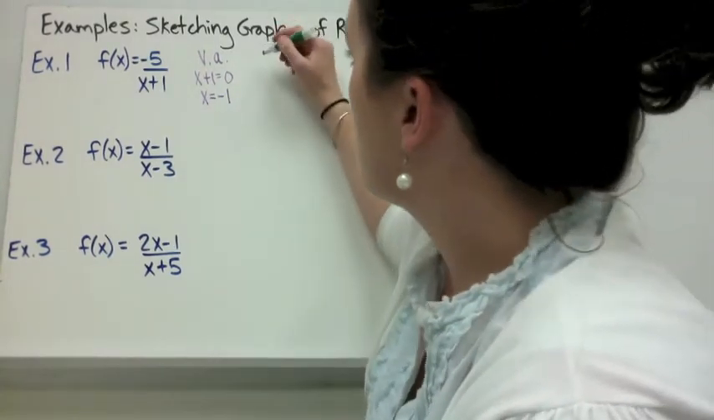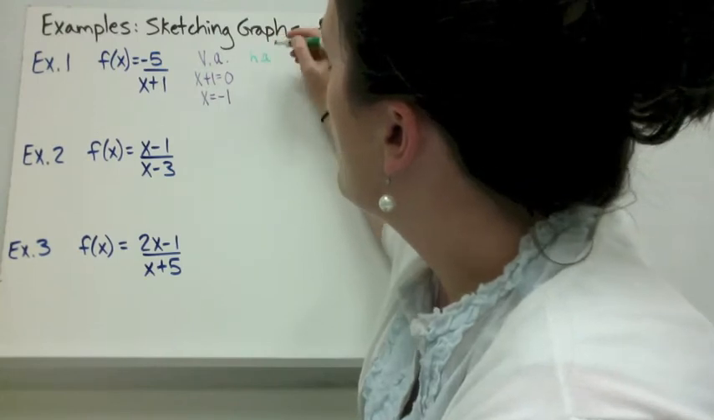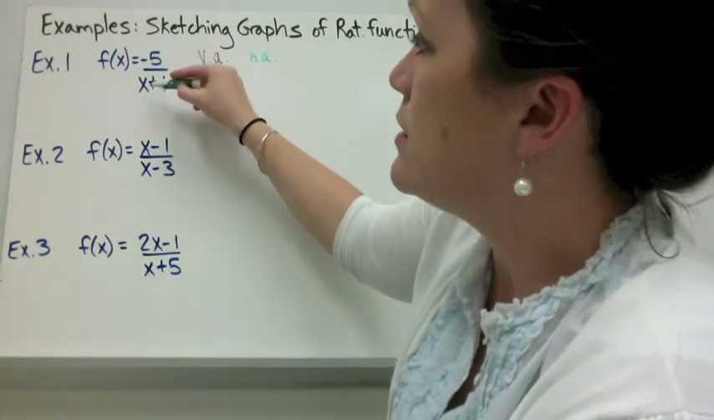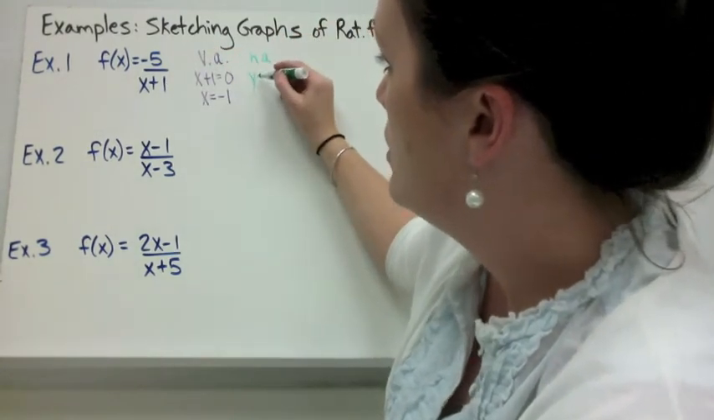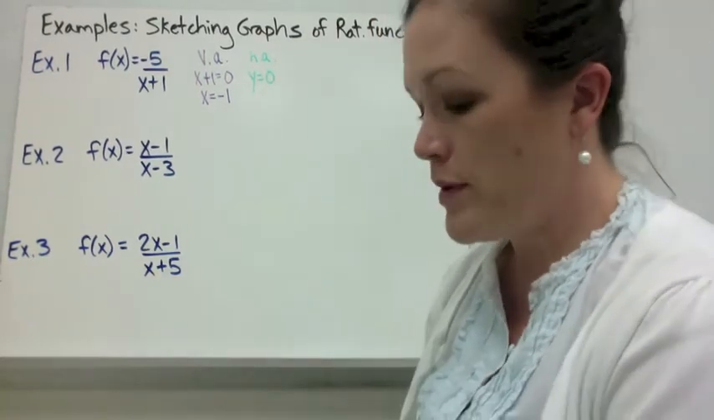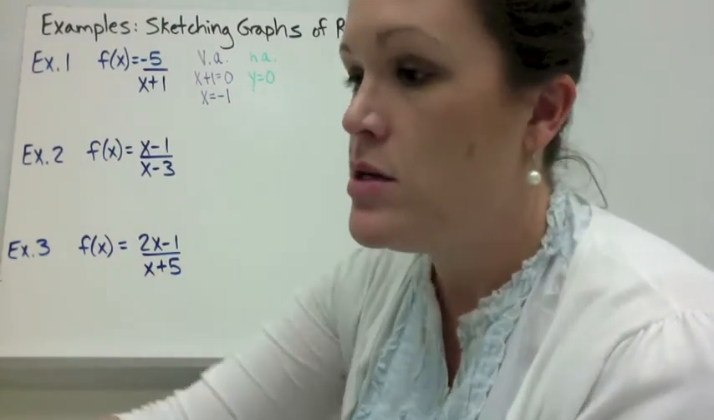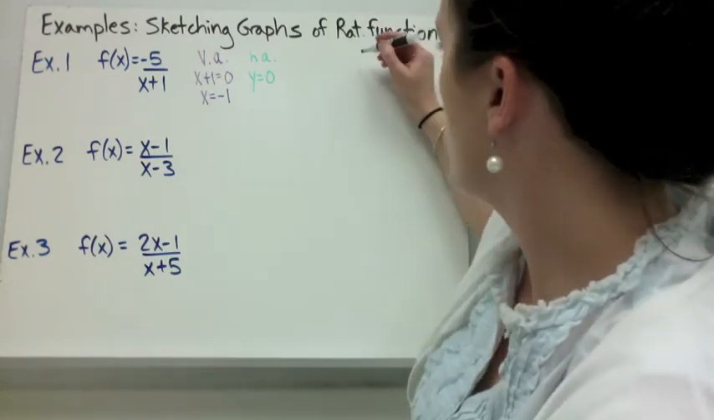For the horizontal asymptote, we look at the degrees. So the degree in the denominator is larger. So my horizontal asymptote will be at y equals 0. So let's sketch our graph.